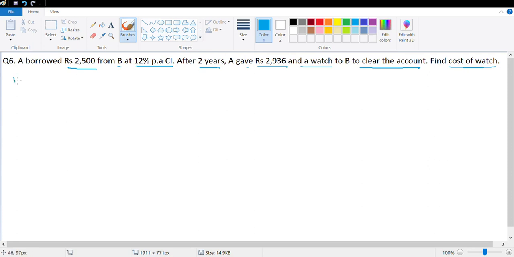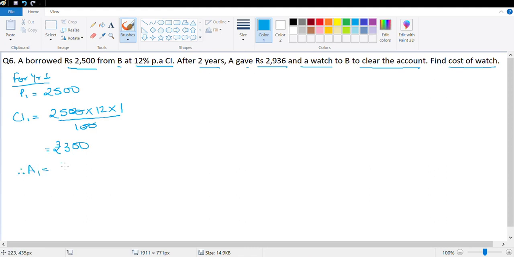So for year 1, principal is equal to 2,500. Compound interest for the first year will be principal into rate, that's 12, into 1 year upon 100. That's 25 into 12, that's 300 rupees. Therefore, amount at the end of 1 year would be rupees 2,800, which is equal to principal for second year.